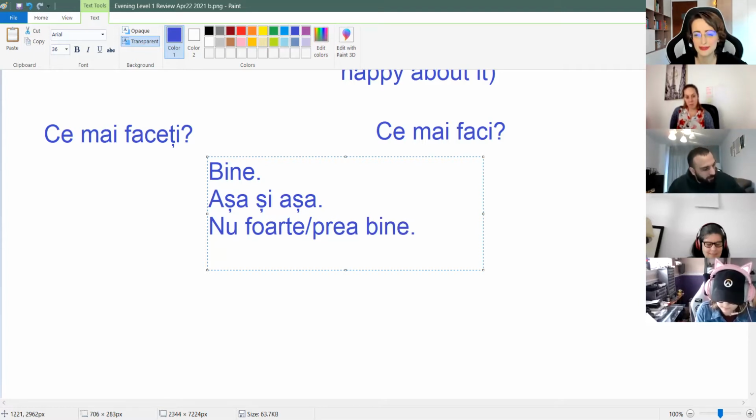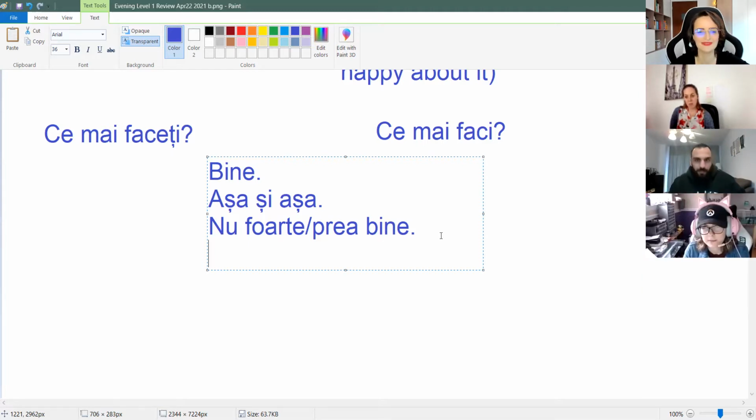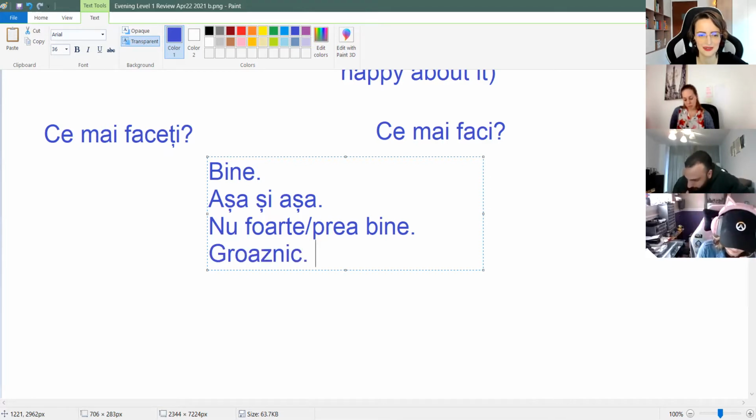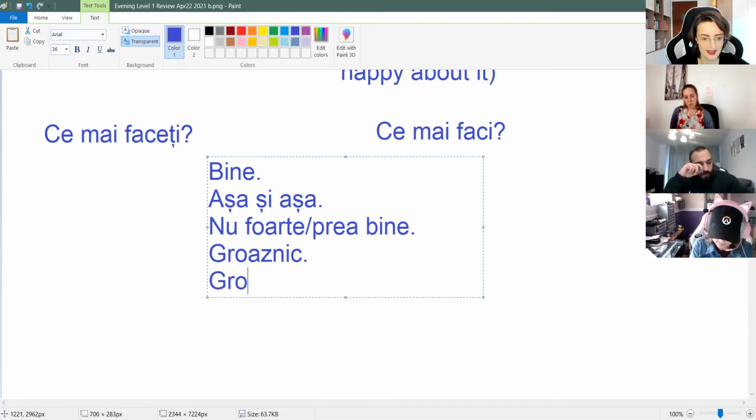And terrible, having a really bad day. It's like "groaz". It comes from "groază", which means horror or terror. And also from "groază", you have the word "grozav". So these two words are related, but they mean exactly the opposite thing. "Grozav" means great.